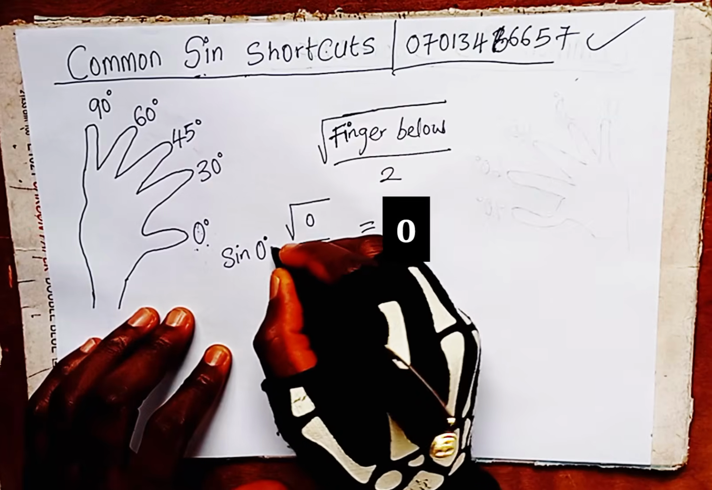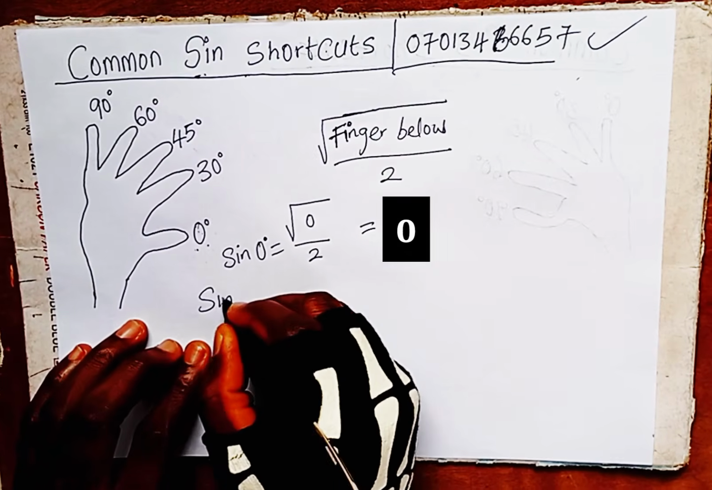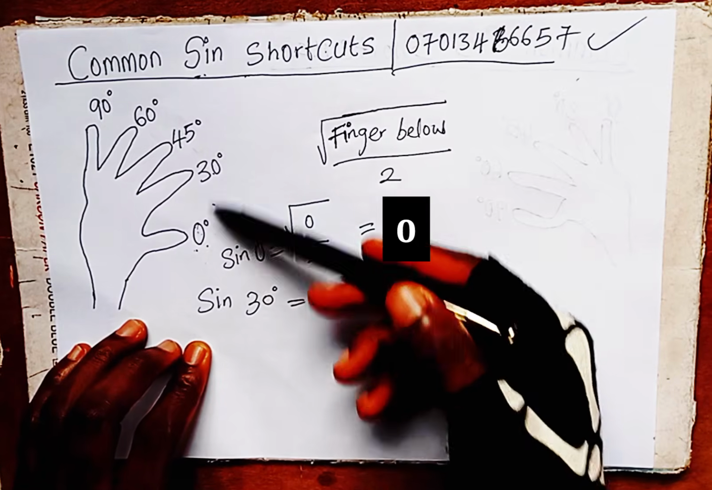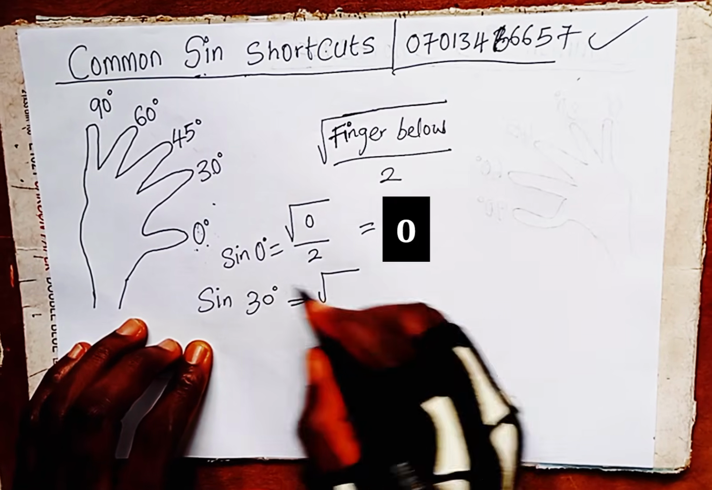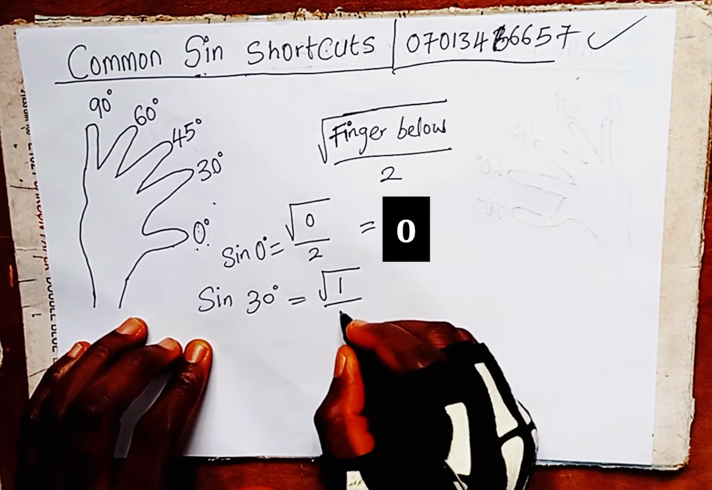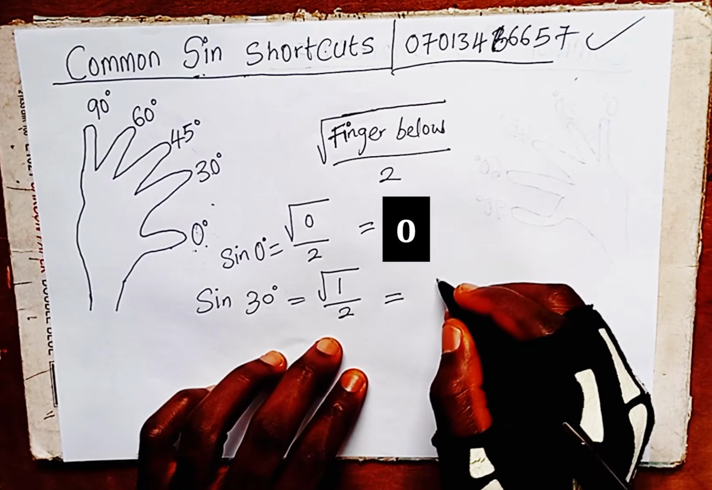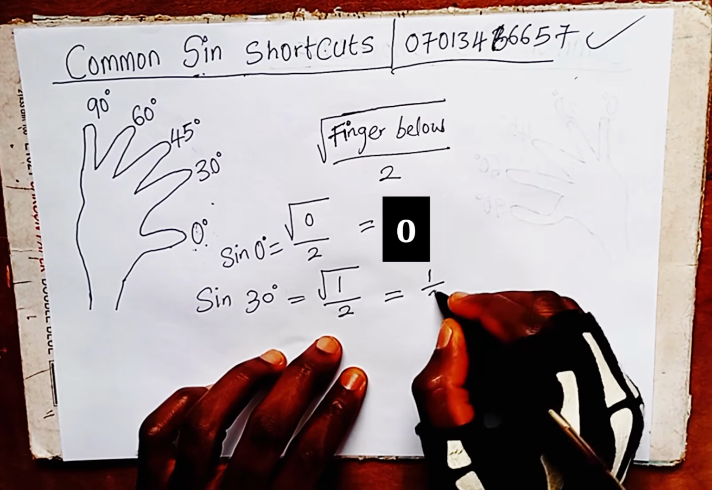The next one is sine 30. Sine 30 degrees equals root of how many fingers do we have below 30 degrees? We have just 1. Root 1 over 2. And this will give us 1 over 2.